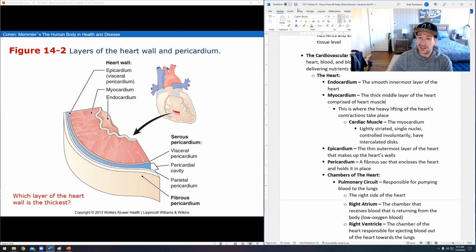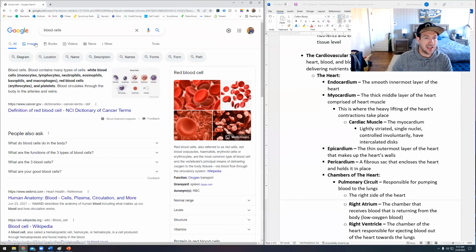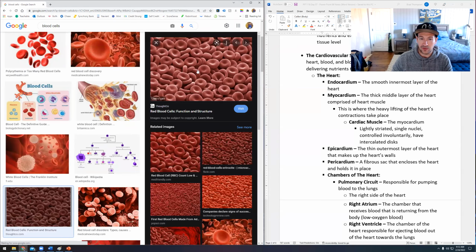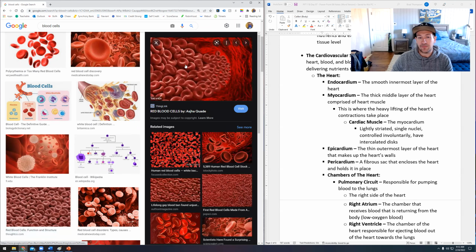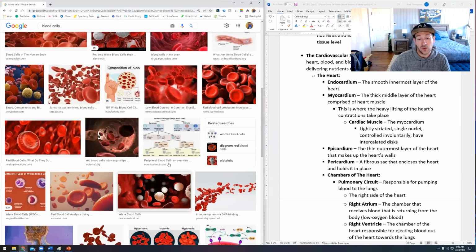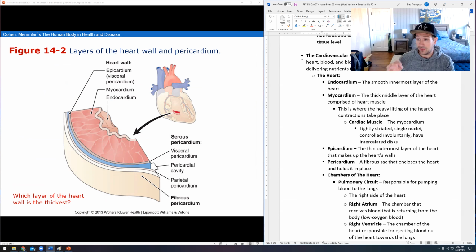We don't want our red blood cells to get stuck on any interesting texture. When we look at blood, it is just a bunch of tiny red blood cells running through everything, and white blood cells and other stuff as well. These little things can get caught on the walls if there's too much texture. We certainly don't want blood to start clotting inside of our heart, so that inner layer is extremely, extremely smooth.